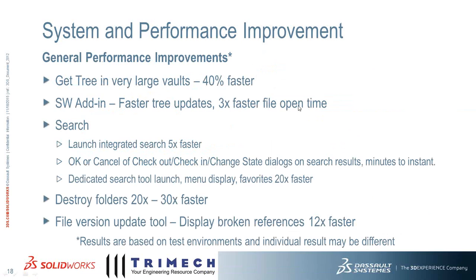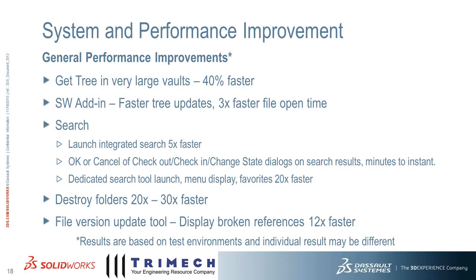And then general performance improvements. These are results that are based on test environments, and individual results may be different. But Get Tree in very large vaults is approximately 40% faster. The SolidWorks add-in has faster tree updates, 3 times faster file open time with PDM Professional and PDM Standard. Search, launch integrated search, 5 times faster.